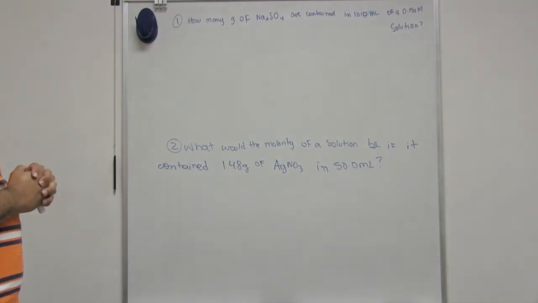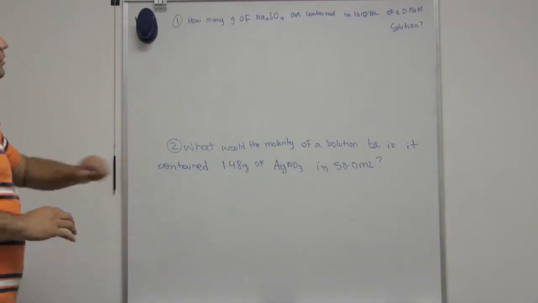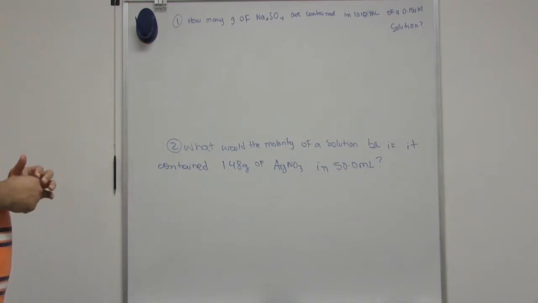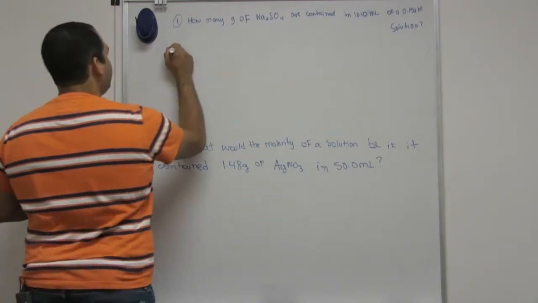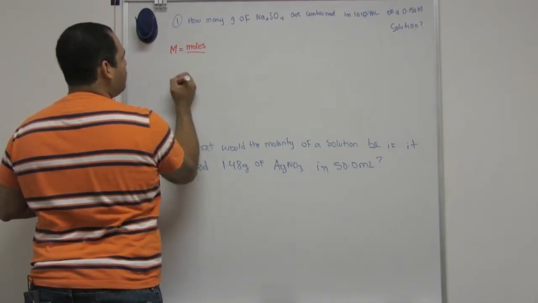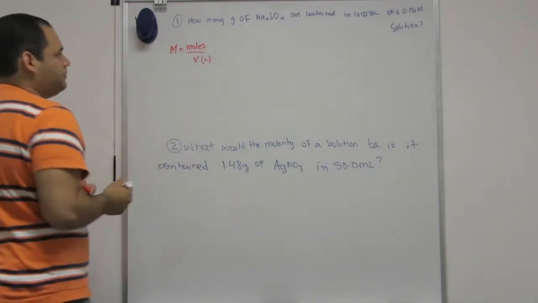So basically here, I have two problems, and I want to just walk through how to answer both problems with you. The first problem says: how many grams of sodium sulfate are contained in 10 milliliters of 0.150 molar solution? So we know that molarity is equal to moles over volume, right? And my volume is in liters.